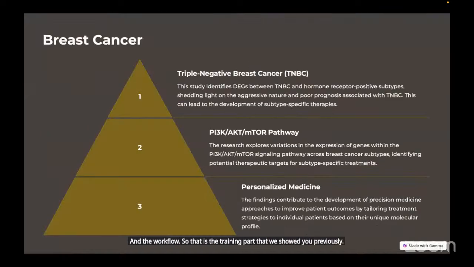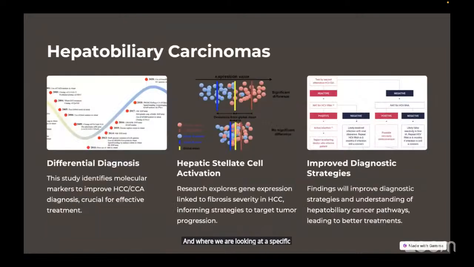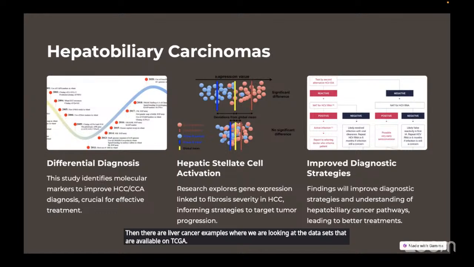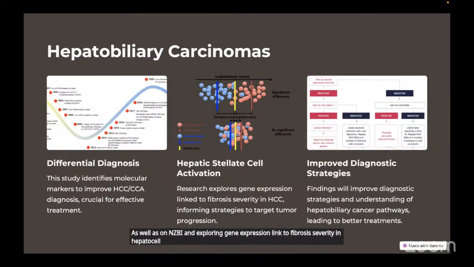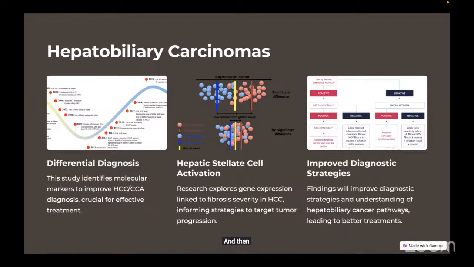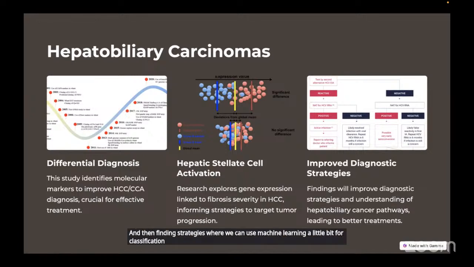So then we have the breast cancer example, where we are looking at different pathways, and where we are looking at specific types of subtypes. Then there are liver cancer examples, where we are looking at the data sets that are available on TCGA as well as on NCBI, and exploring gene expression linked to fibrosis severity in hepatocellular carcinomas, and then finding strategies where we can use machine learning a little bit for classification and for understanding, and for biomarkers as well.